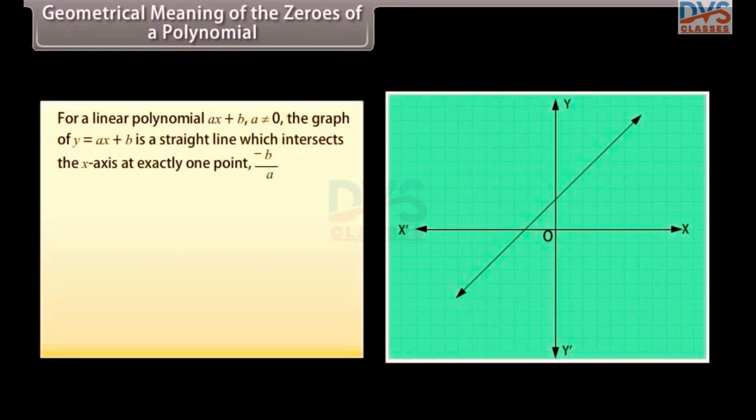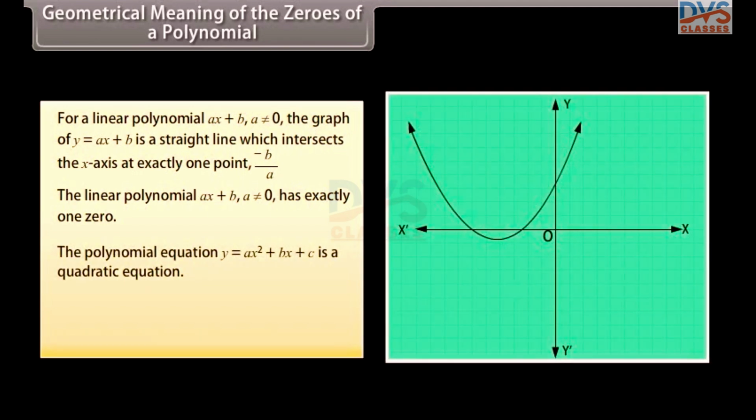Geometrical meaning of the zeros of a polynomial. For a linear polynomial ax plus b, a is not equal to 0. The graph of y is equal to ax plus b is a straight line which intersects the x-axis at exactly one point minus b upon a. Therefore, the linear polynomial ax plus b, a is not equal to 0, has exactly one 0. The polynomial equation y is equal to ax square plus bx plus c is a quadratic equation. The graph of a quadratic equation is a parabolic curve.